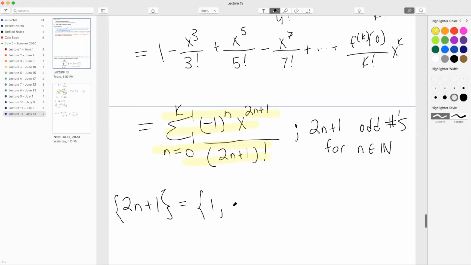When n is 2, I get 5. Oh, that's where I missed.